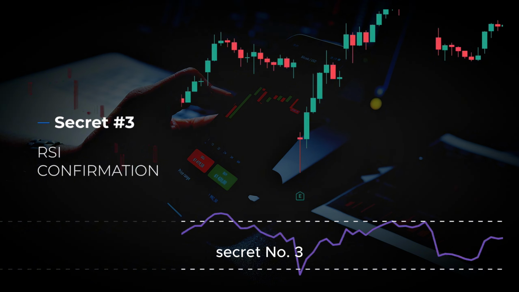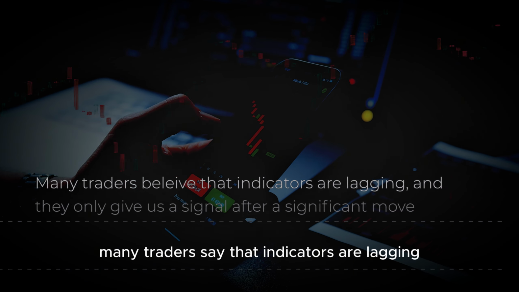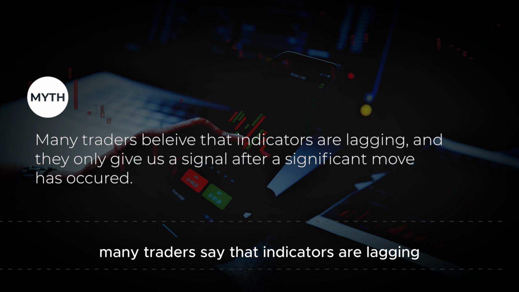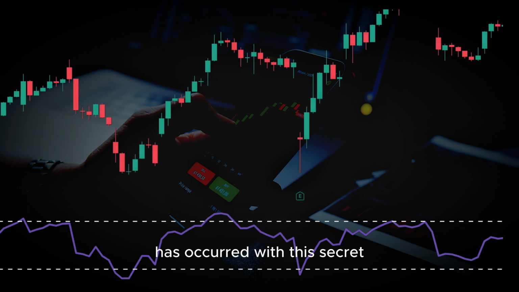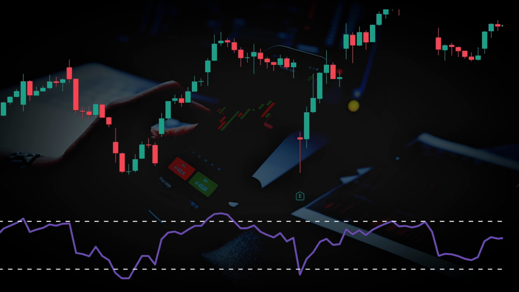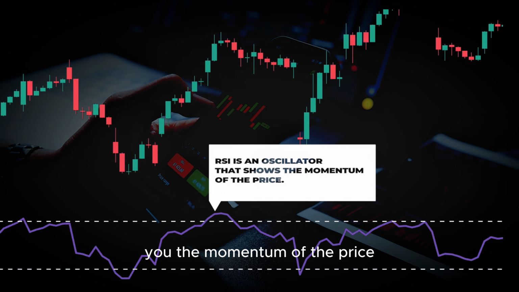Secret No. 3. RSI confirmation. Many traders say that indicators are lagging and only give a signal after a significant move has occurred. With this secret, I will burst that myth and tell you how you can use the RSI as a leading indicator. The RSI is an oscillator that shows you the momentum of the price.